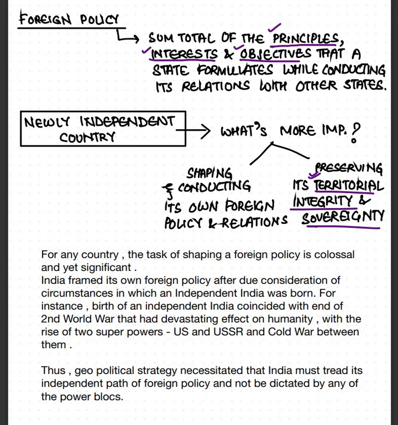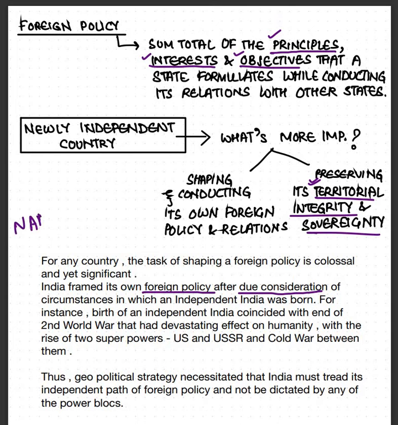And India also framed its own foreign policy after due consideration of the situations that were going on. Because we got independence, we had just come out of the Second World War, and there was a Cold War going on. So, keeping all those factors in mind, we formulated our own foreign policy, that was NAM, non-aligned movement. Okay, and this was basically the way how foreign policies are determined.